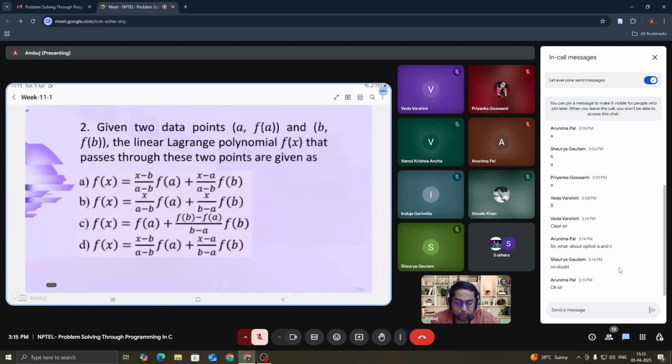Try to solve. Given two data points (a, f(a)) and (b, f(b)), the linear Lagrange polynomial f(x) that passes through these two points is given as: you have already been taught the standard notation of Lagrange polynomial. Using that, try to answer this particular question.